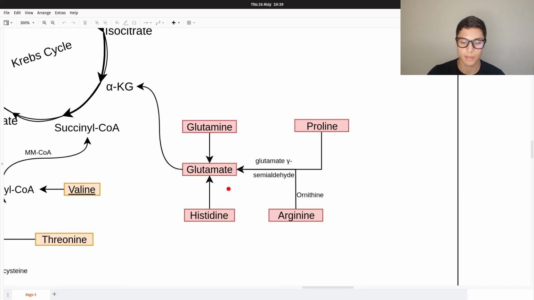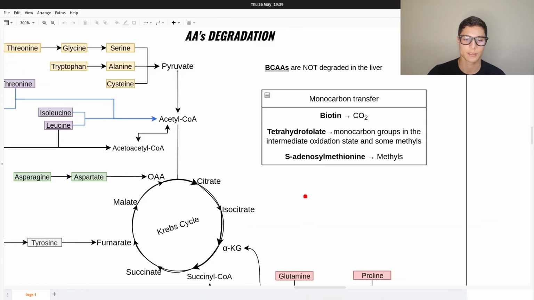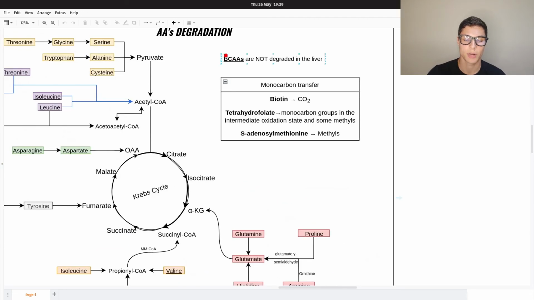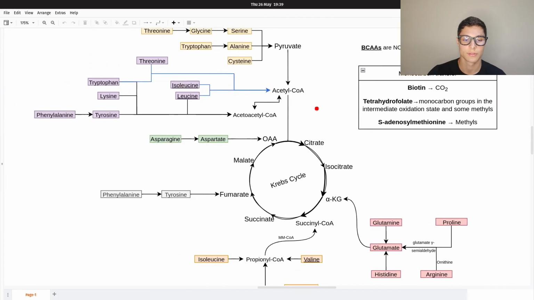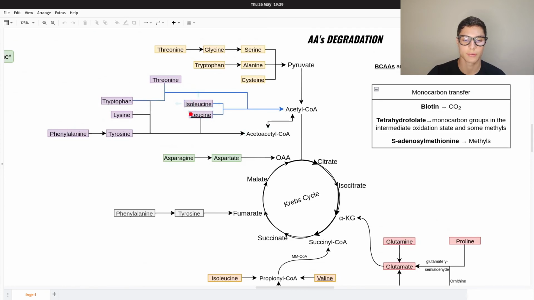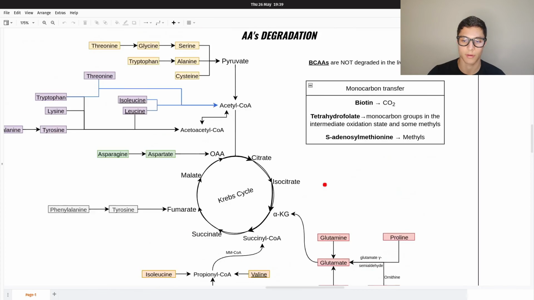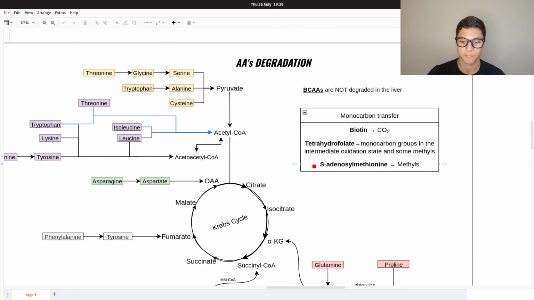Histidine to glutamate directly, and arginine to ornithine. This is a metabolite of the urea cycle as well as arginine. We are going to see that in another video. They go to the glutamate gamma-semialdehyde and then to glutamate. And this is the amino acid degradation. We have to mention that the branched chain amino acids are not degraded in the liver. So for isoleucine, leucine, and valine, this is not going to happen in the liver, but in other tissues, yes.